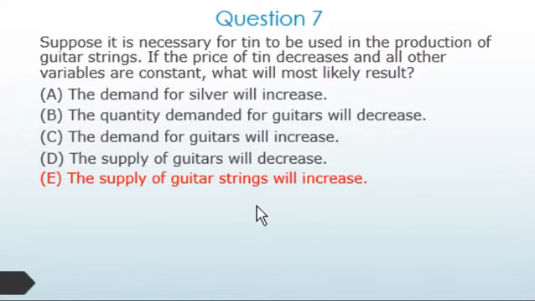This is because tin is a factor of production, used in the production of guitar strings, and firms will produce more guitar strings if the costs related to the production of a product decrease. If the price of tin decreases, then producers are willing and able to produce more due to a decrease in a factor of production, and that factor of production again is tin.